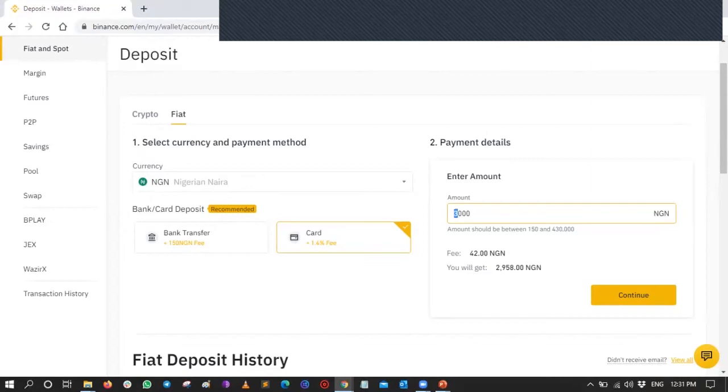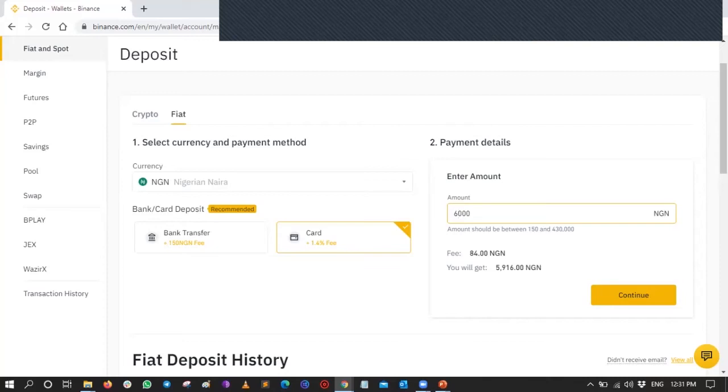Okay, let me try to deposit more than that. Let me say 6,000. Okay, so let me get my card ready now. Let me get my card ready. Where's my card? Where's my card?